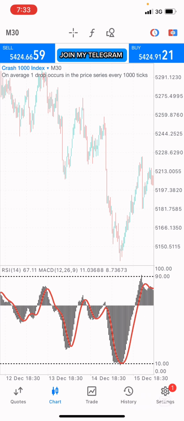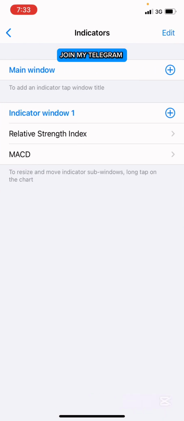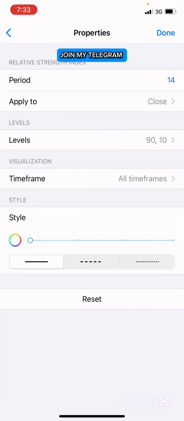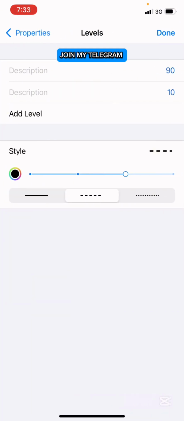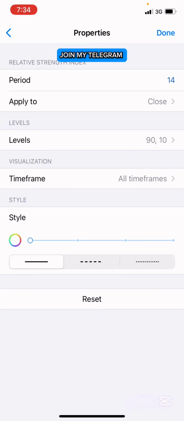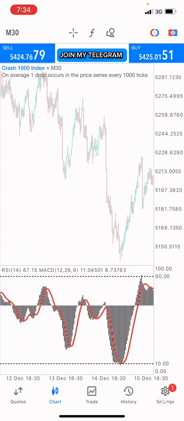So first and foremost, what we're going to do right here is go over to the indicator section, and we're going to put on the RSI on indicator window 1. We put on the Relative Strength Index on period 14, apply to close. The levels are going to be 90 and 10 on 3 pixels. Then you put the color black with this middle line, then you click on done. Then the style right here, you put that on 1 pixel with color white, with this first trend line, then you click on done.